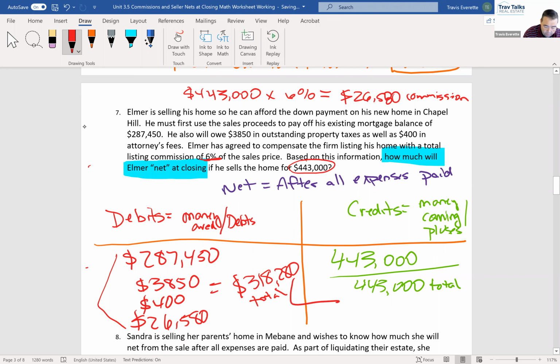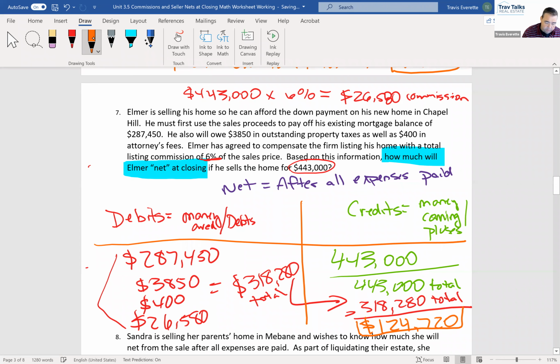Folks, just take that number over here and subtract it. So minus $318,280 in debits. So your credits minus your debits. And that's going to tell you exactly how much money Elmer can expect to walk away with, or net. And that's $124,720 in this question. Elmer should expect $124,720 when he walks away from that closing.